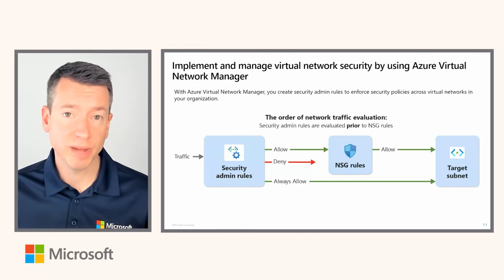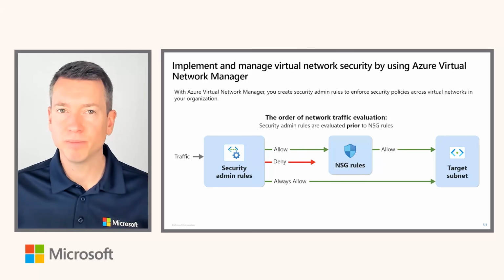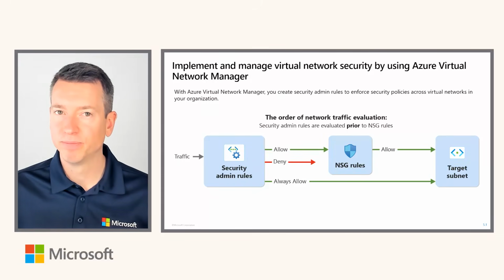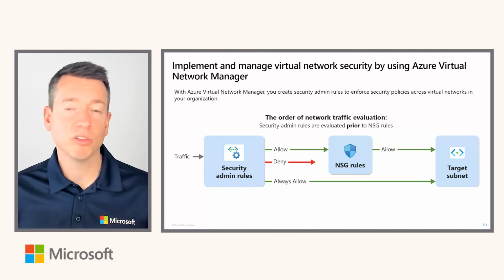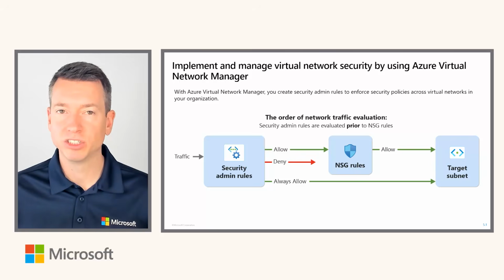Azure Virtual Network Manager is a toolset with different capabilities and supports managing security admin rules, which take precedence over rules that network security groups define. So Azure Virtual Network Manager can automatically create VNet connectivity based on one of the following two models: hub and spoke and full mesh.